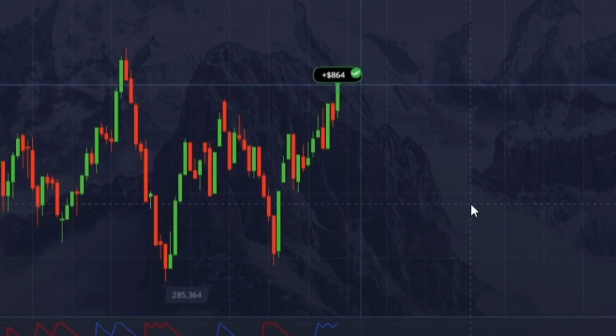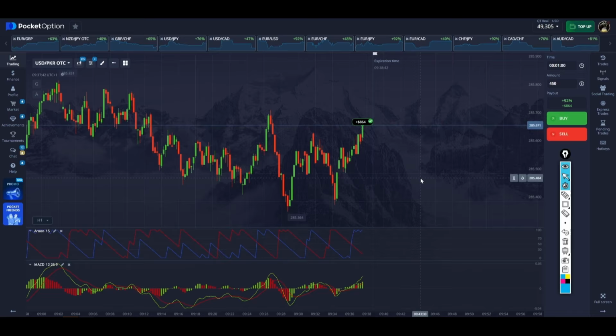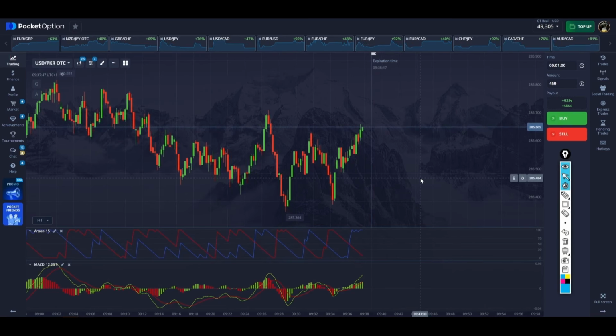Woohoo, guys, the trade closed in profit, and in this trading session, I made over $3,000, an incredible result. I can say that with the help of the trading bot, setups are found much faster.